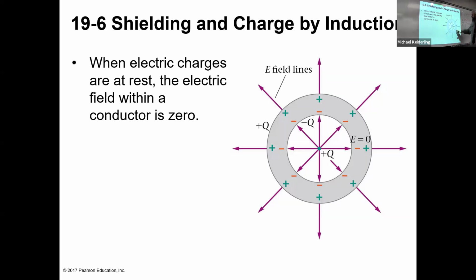So here we have a conductor with a charge in the middle. This positive charge will attract negative charges to the inside surface of the conductor to cancel out the electric field. They will push positive charges to the outside of the conductor. So there'll be zero electric field in here, and the electric field outside will resume as if the charge was right here.